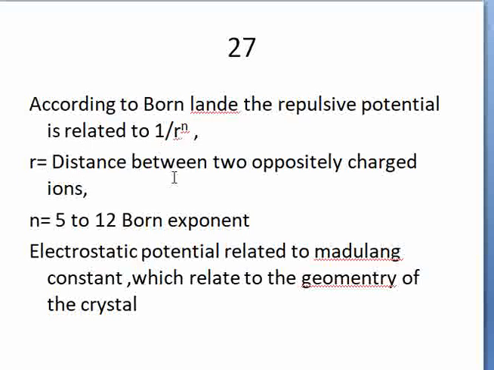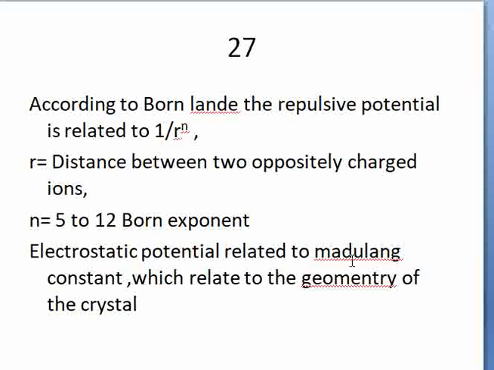R is equal to the distance between the two oppositely charged ions. And in this R power n, n is the Born exponent. It can have values from 5 to 12. Born exponent என்பது Born-Landé repulsive potential கண்டுபிடிக்கிறதுக்கு use பண்ணக்கூடிய ஒரு term, 1 by R power n. From this, n is the Born exponent. It can have a value from 5 to 12.